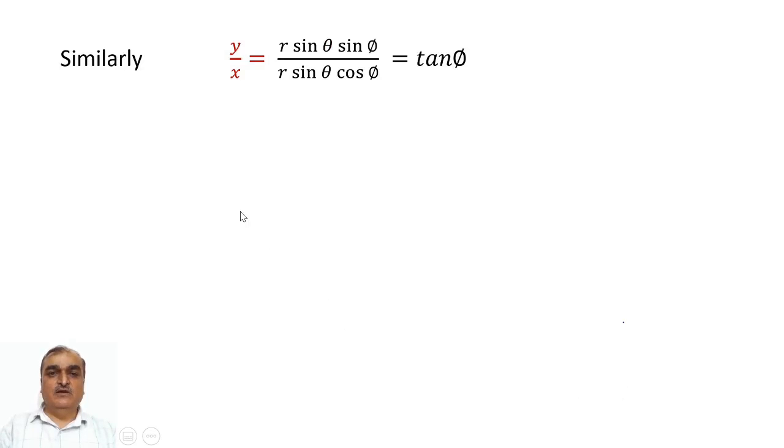Then to obtain the third coordinate, take the ratio of Y and X. Y is R sin theta sin phi, and X is R sin theta cos phi. R sin theta gets cancelled, and sin phi upon cos phi is tan phi. Therefore, Y upon X is equal to tan phi. Therefore, phi is equal to tan inverse of Y upon X. This is the third spherical polar coordinate in terms of Cartesian coordinates Y and X.